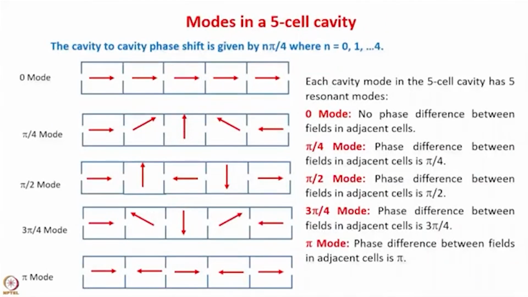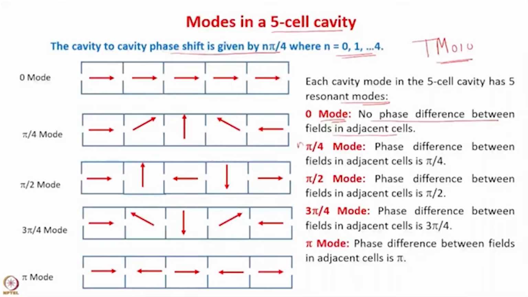So now let's see the structure modes in a 5-cell cavity for, let's say, the TM010 mode. The cavity to cavity phase shift here is given by nπ/4, where n is equal to 0, 1, 2, 3 and 4. So now each cavity mode in the 5-cell cavity has 5 resonant modes. So this TM010 mode will split into 5 modes. For n equal to 0, we have the 0 mode. In the 0 mode, there is no phase difference between the fields in the adjacent cells. So if you see the 5 cells, in each of the 5 cells, the field is in the same direction, and it is a TM010 mode.